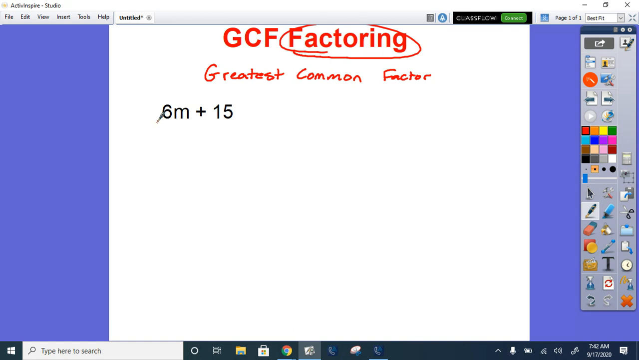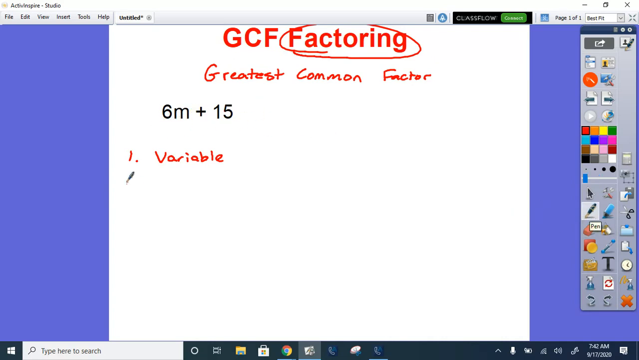So let's say we have the expression 6m plus 15 here. My first inkling is to find the greatest common factor between 6m and 15. So the two questions I have to ask myself. Question one, do they both share a variable? Do they both have the same variable m? If they already had the same variable m, I would be able to combine these as like terms, okay? So in this case, I don't have that.